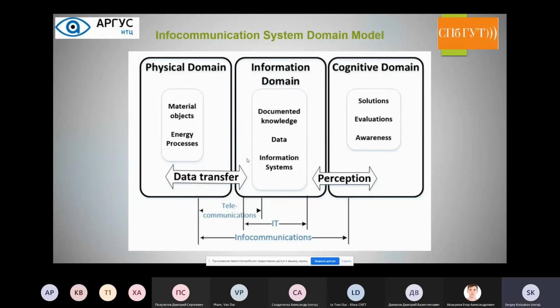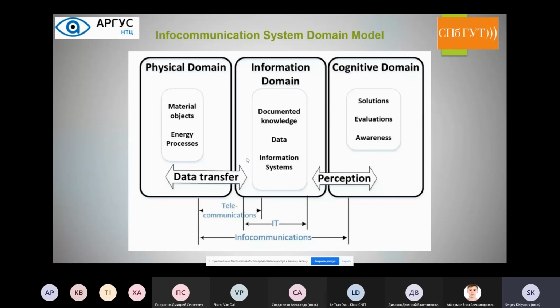The information domain is meant for the circulation of data used by the cognitive domain, representing the objects and the processes from the physical domain. The perception of physical reality represented by information entities is linked with information interaction and occurs on the border of the information domain and the cognitive domain.